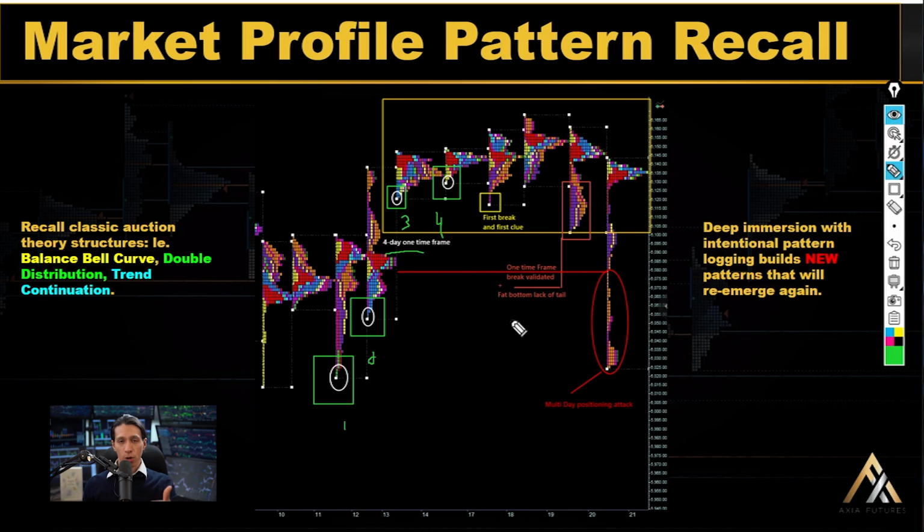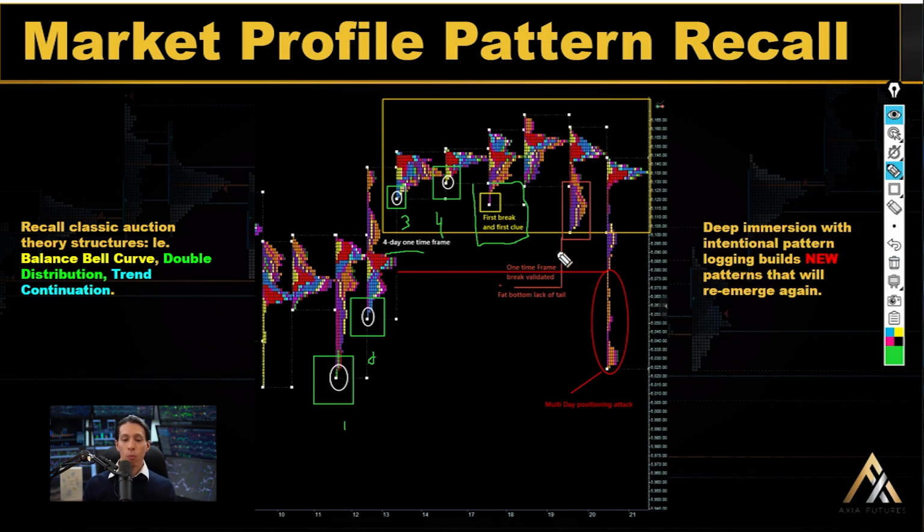For those that don't know, in market auction theory, one-time framing is when the previous day low is not tested. So you've got 4 days of that low not being tested, with the 5th day giving the first break and the first clue that we might see a liquidation of this upside positioning soon. This also applies if you have the high not being tested and the market is trending lower.